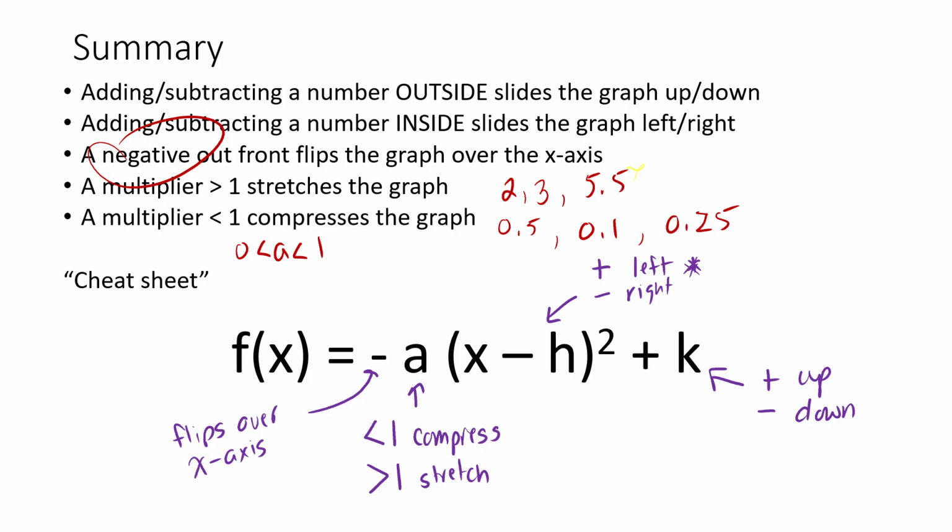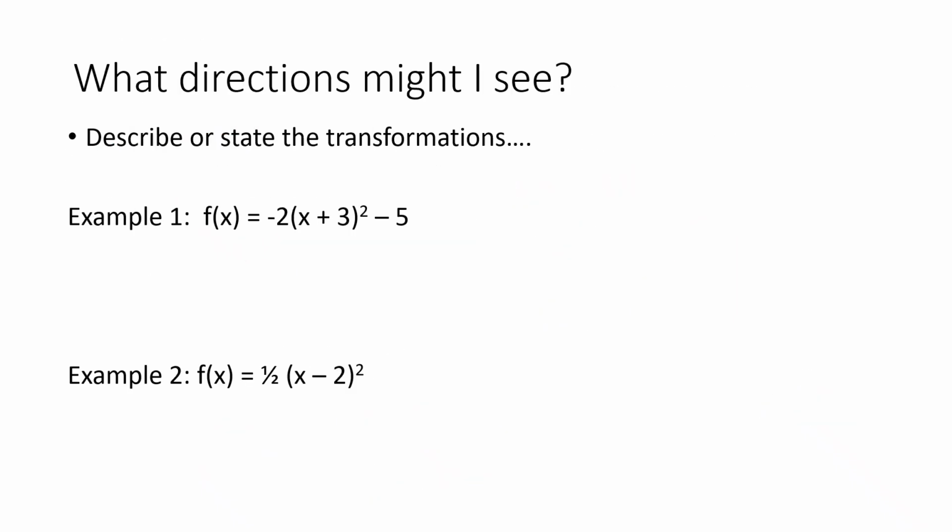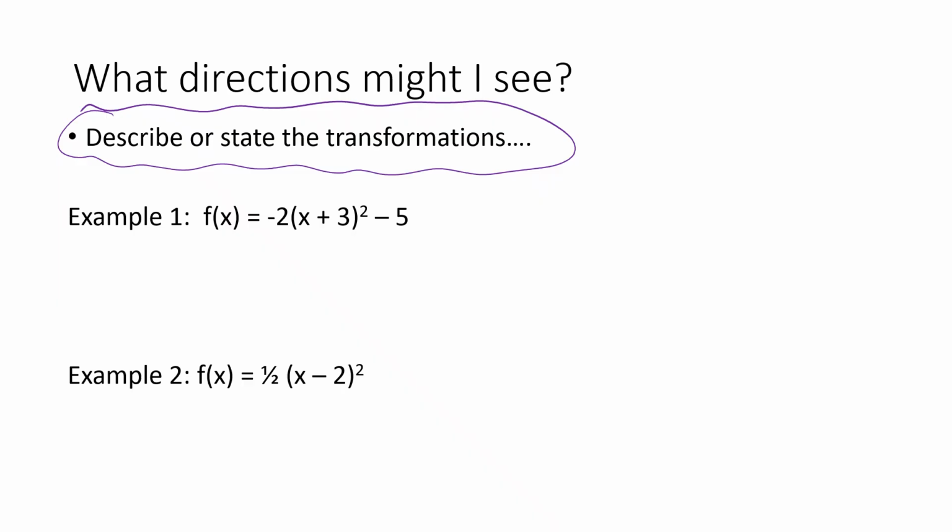Typically, students are most confident of the up and down, and they are least confident of the compressing and the stretching. And so you might be different. That's just kind of typical, how my students have felt about this in the past. But that is your cheat sheet there. Okay, so what directions might you see? The directions for these will typically say describe or state the transformations, which means that your answer is going to take the form of it flips, it goes right 6 units, it goes down 7 units, it is stretched or compressed.